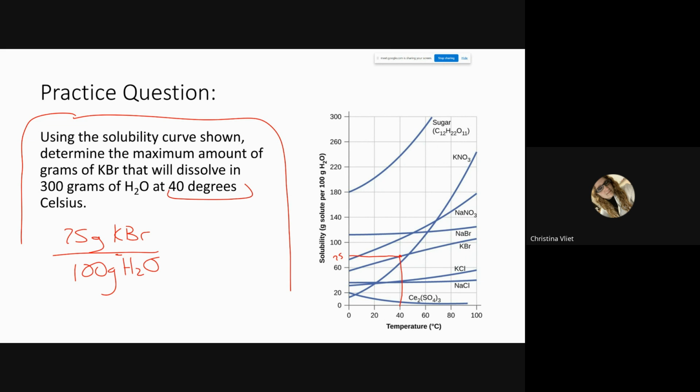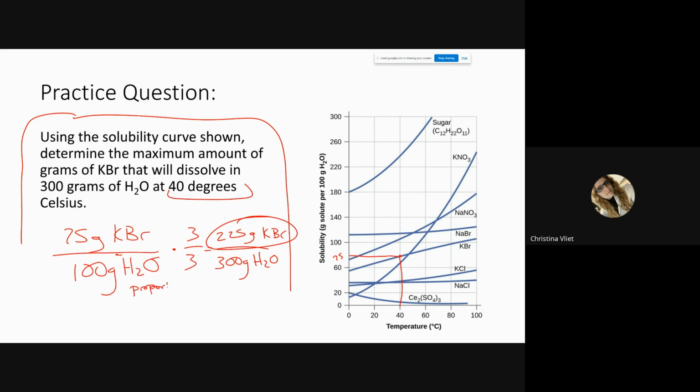The numbers are easy, so it probably makes sense that you would multiply by 3. In order to get this to be 300 grams of water, you have to multiply both the top and the bottom by 3. So 300 grams of water is 75 times 3, which is 225, off the top of my head. So 225 would be the answer. I multiplied 100 by 3.